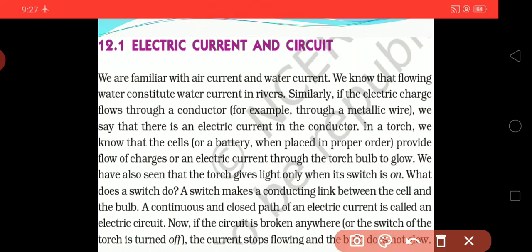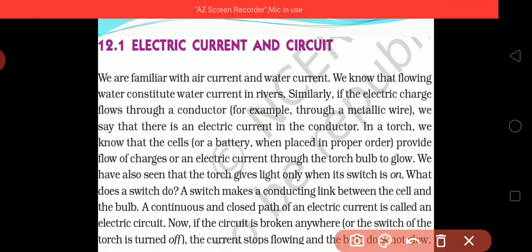We know it very well, air current as well as water current. We know that flowing water constitutes water current in a river. Whenever we see water flowing, we say that a water current is constituted, that a water current has passed or can be seen in a river.